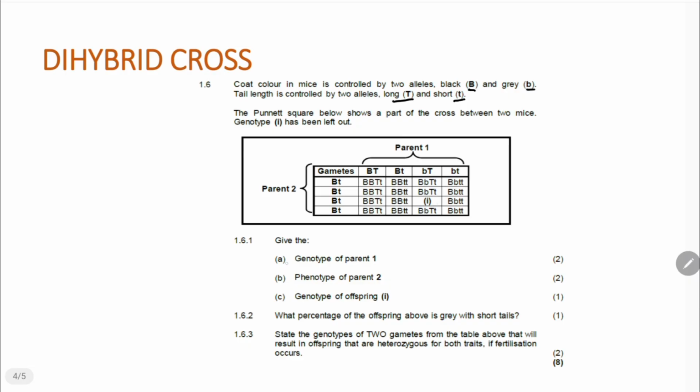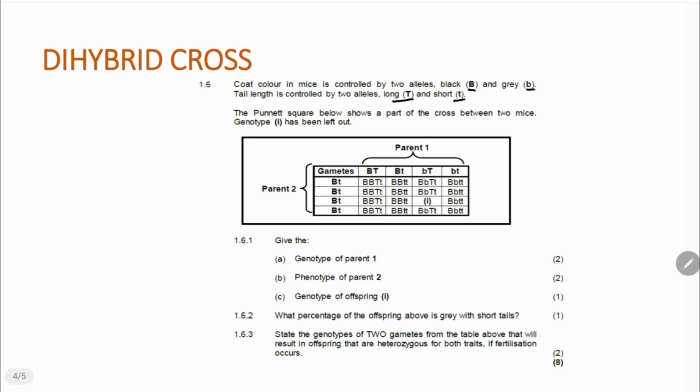1.6.1, it says give the genotype of parent 1. Now, this is a very simple question to answer. So we were given the gametes that are produced by parent 1 here, right? Now, this is an example of a dihybrid cross. We're dealing with the inheritance of two traits at the same time. It is the color of the fur, right? It is the color of the coat, and also the length of the tail.